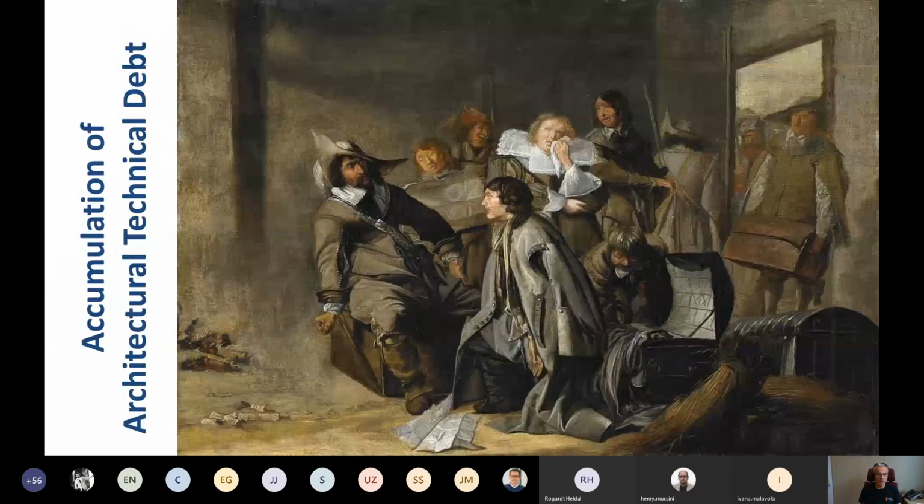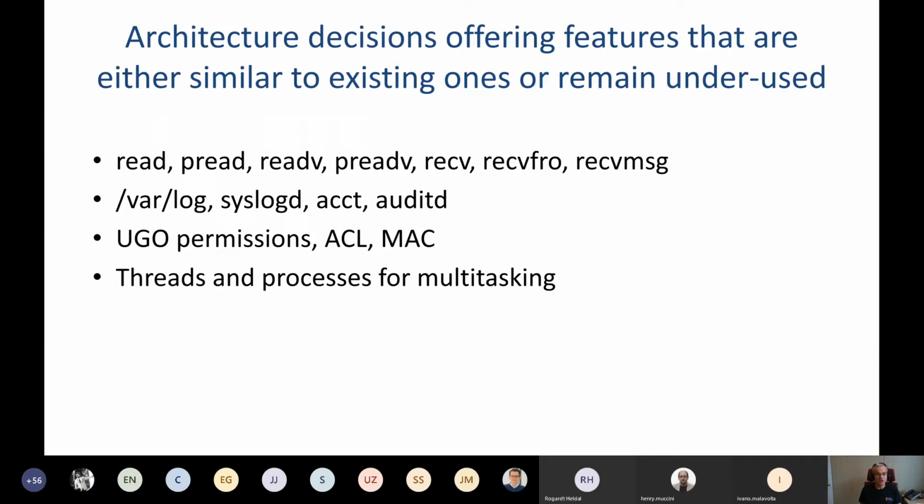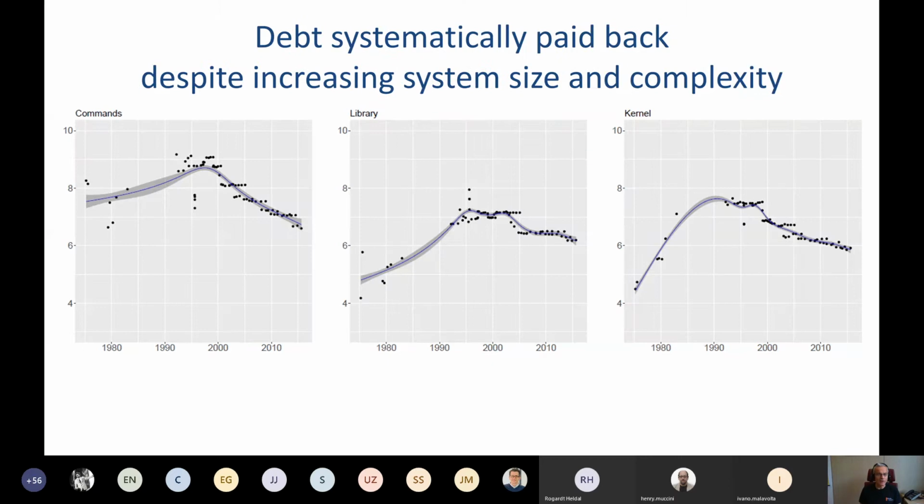We also have witnessed an accumulation of architectural debt. We have seen some evidence of it. So we have seen architectural decisions offering features that are either similar to existing ones or remain underused. So for reading now, we have system calls such as read, pread, readv, preadv, receive, receive from, and receive message. We have 4 ways to log things. So we can log to var log, we can use syslog, we can use acct and auditd. We have both the user group other permissions and ACLs and mandatory access controls. And both threads and processes are used for multitasking. So these are things that are similar to existing ones. The clarity that existed in the first edition is no longer there. However, we have also seen that debt is systematically paid back despite the increasing system size and complexity through these V-shaped figures, as I showed you earlier.